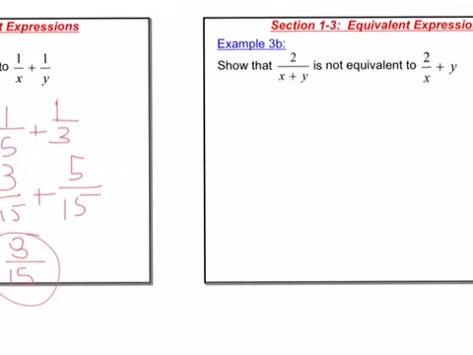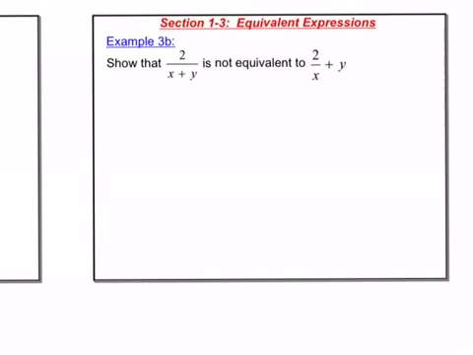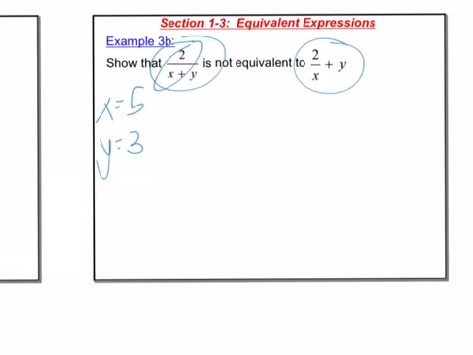Okay, so we're going to do the same thing here for example 3b, and hopefully you've done both of these already. If not, you can just follow along as we go. So once again, we'll make x equal to 5, y equal to 3. And here, this is a common misconception that you can just take the 2 and put it over one part of the fraction.